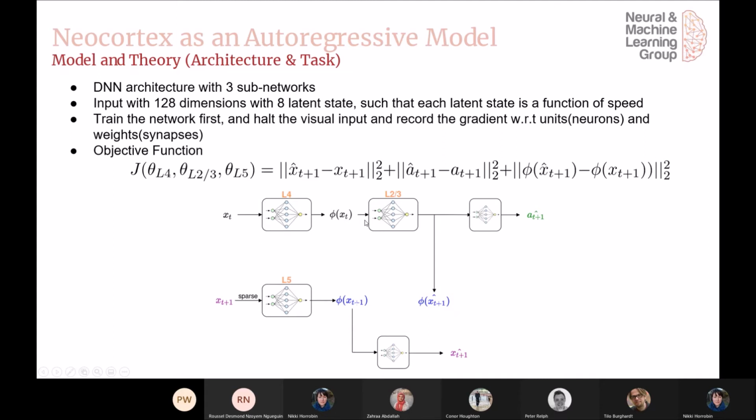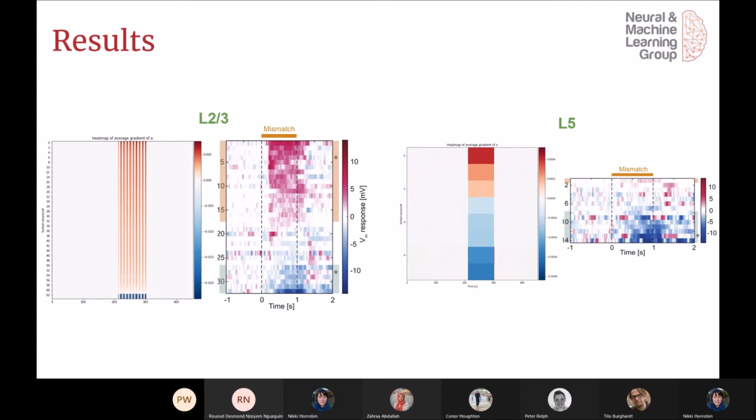Then during inference, we hold the visual flow, the visual input, at 0. And then we record the gradient with respect to the units. You can think of them as neurons, and the weights as synapses in your brain. If you do that, you can actually capture this: if you look at the gradients of the parameters in layer 2, 3, the majority of them are depolarizing. And in layer 5, most of them are hyperpolarizing.